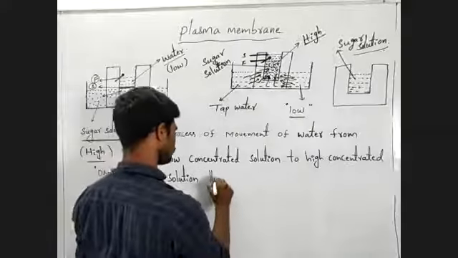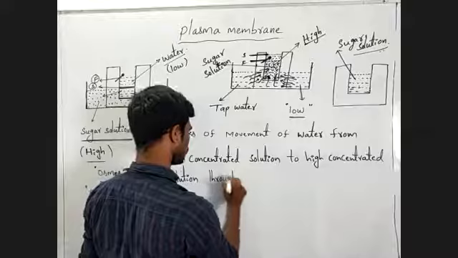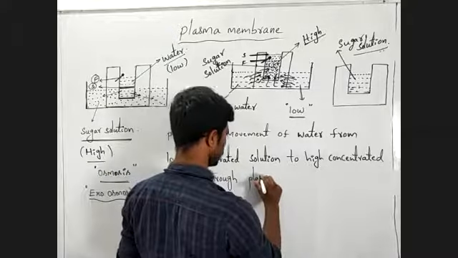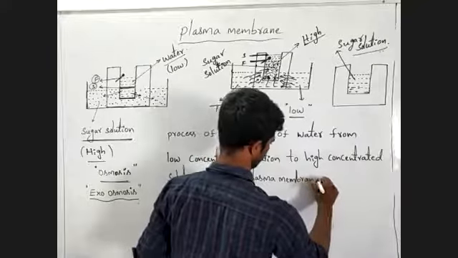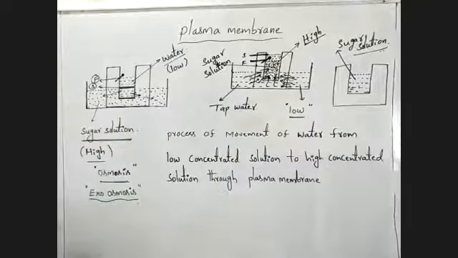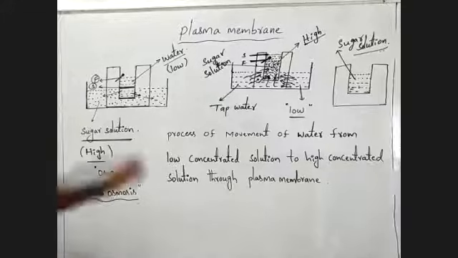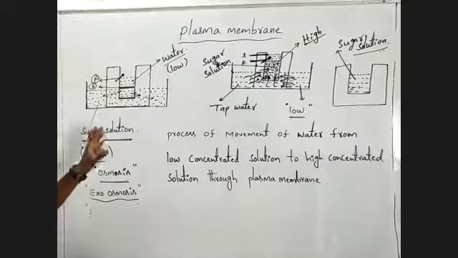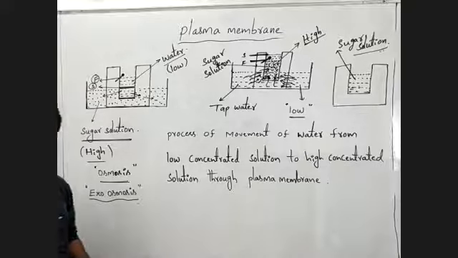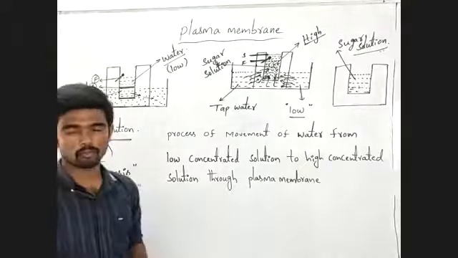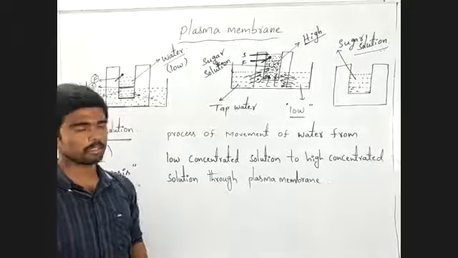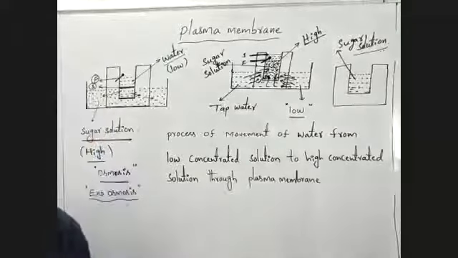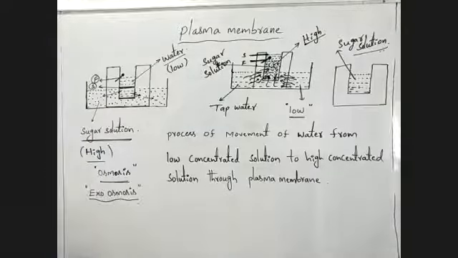Through plasma membrane. It is called osmosis process. This is an important activity. Remember, what is the aim of this activity? To observe the movement of water or osmosis process by using the potato. This is an important activity. Observe one.